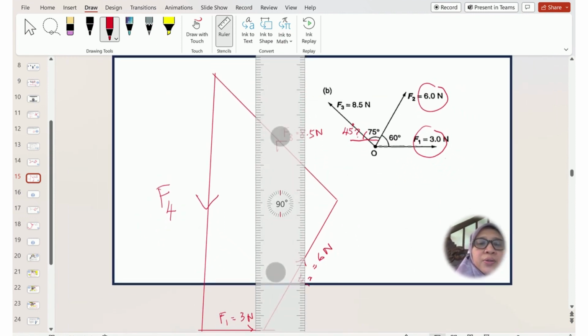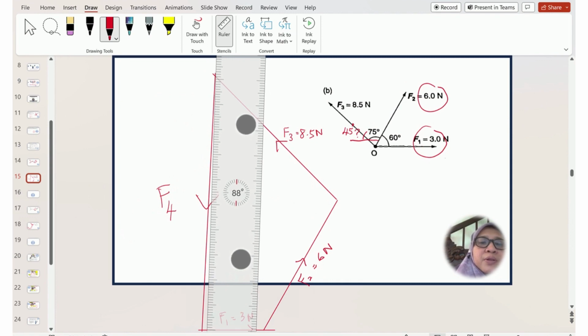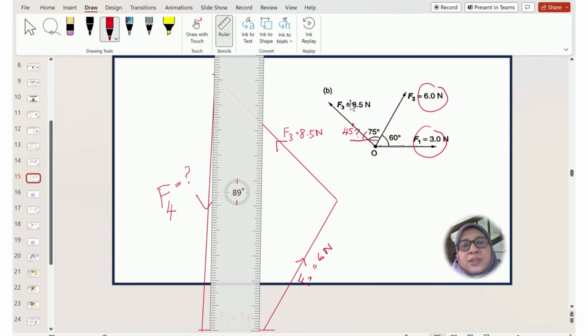So for F4, you can find out by yourself the magnitude of F4. Join the line together and measure using your ruler. If you draw properly, I think you can get 90 degrees. I almost got 90 degrees. So you can do that on your own. That's how to get F4 by drawing to scale. So that's all for part 2.